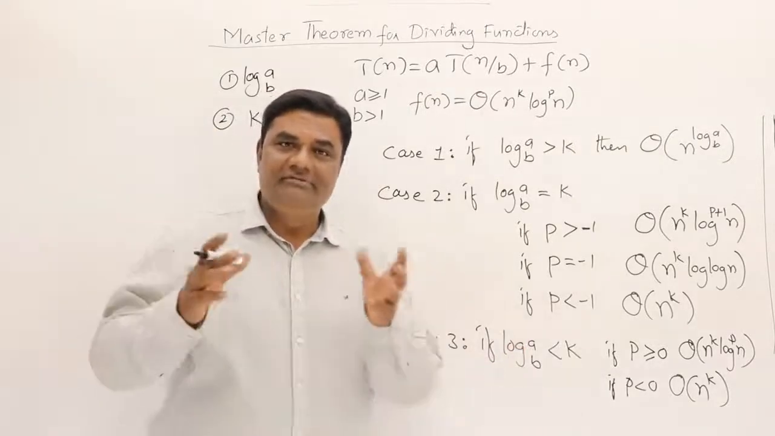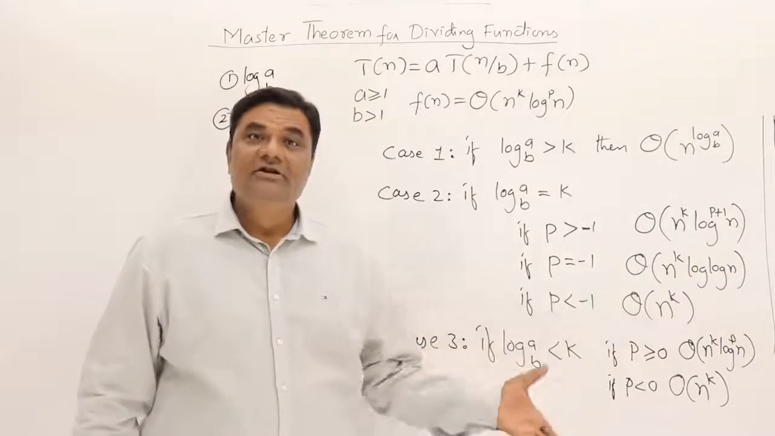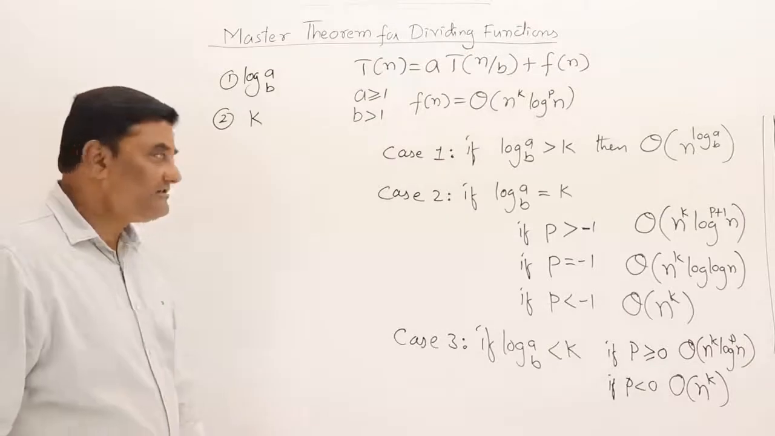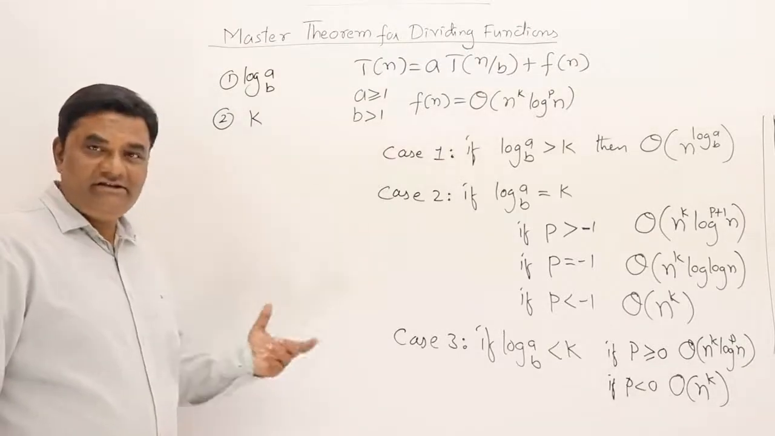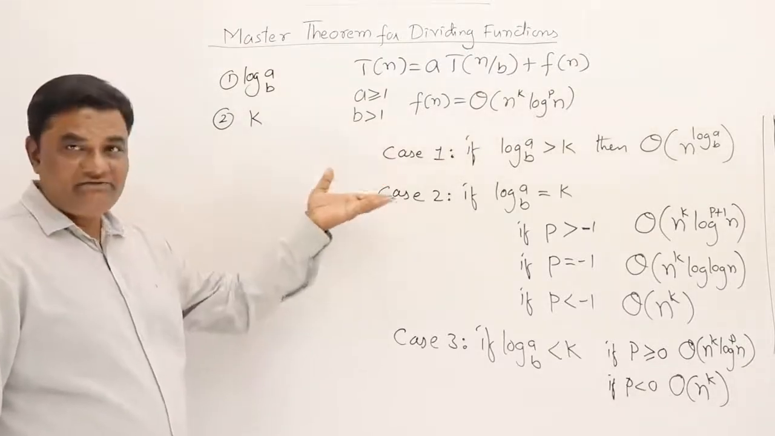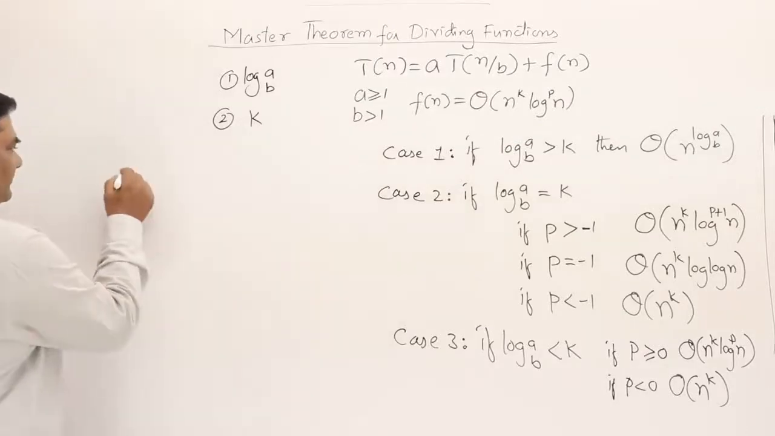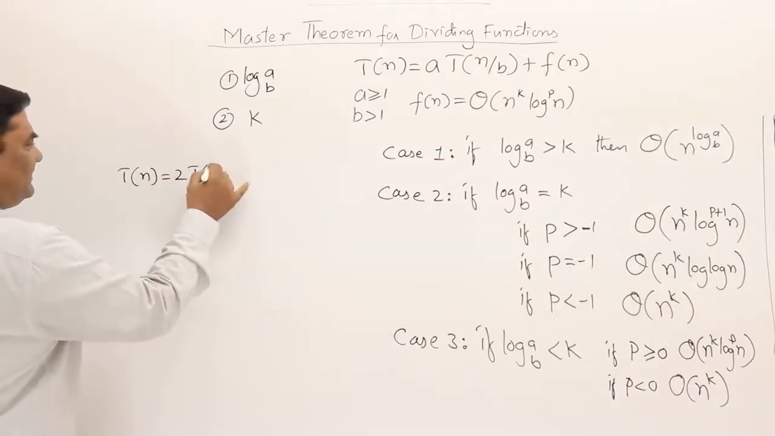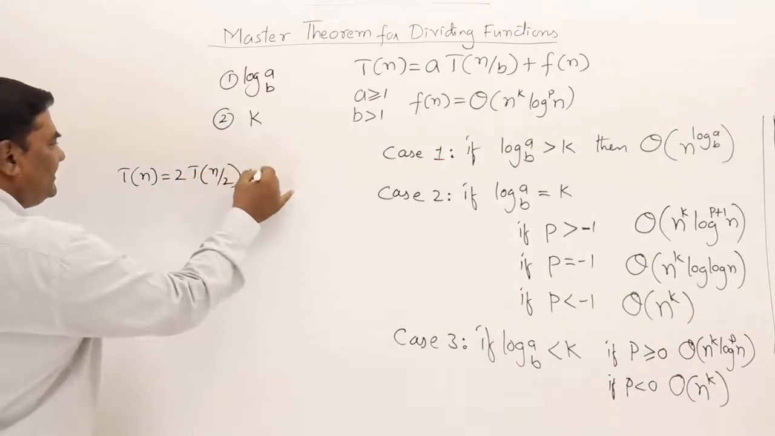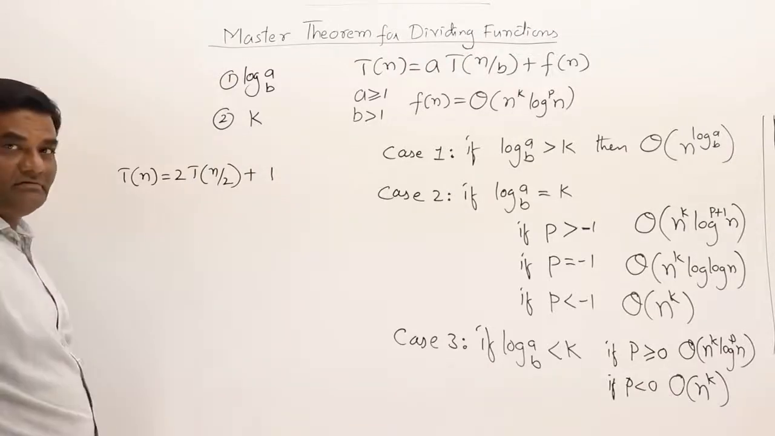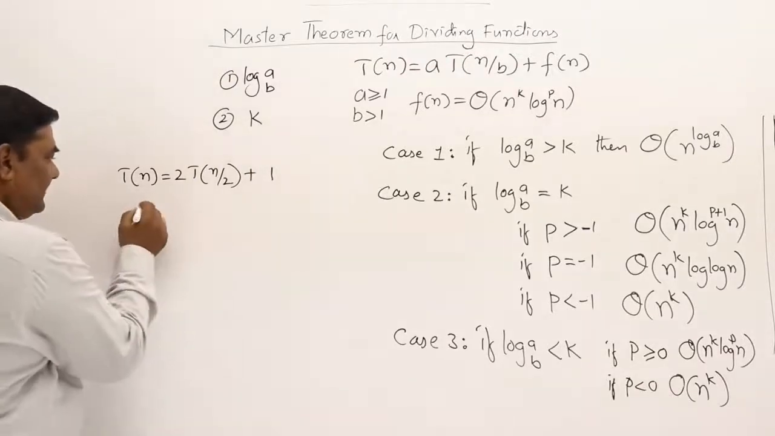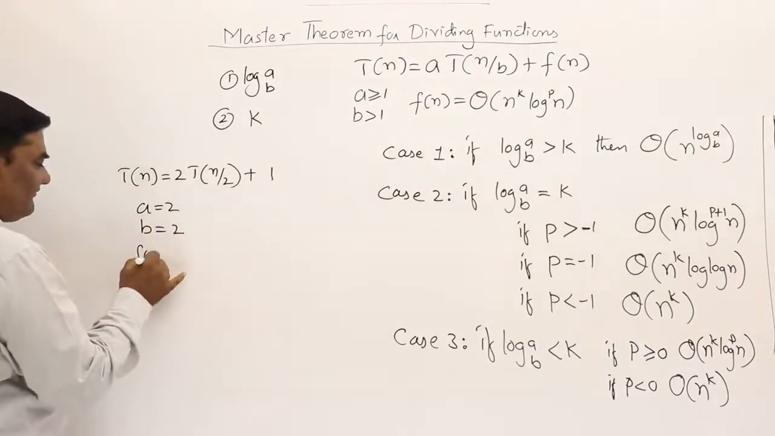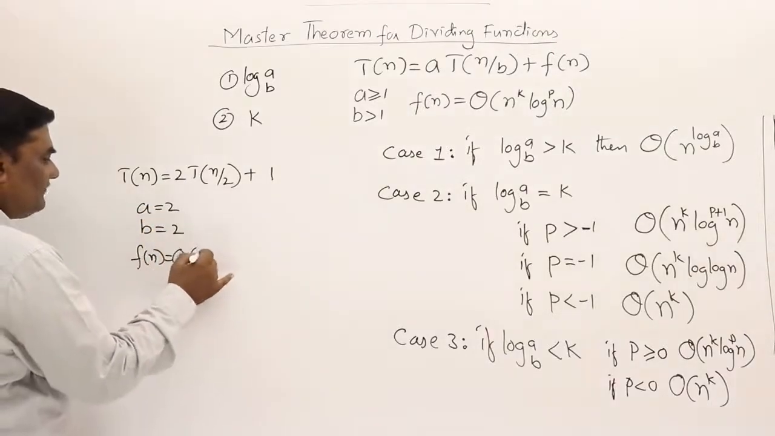I'll make it simpler for understanding through examples. So let us solve a few examples. Let us take some recurrence relations that satisfy case 1. So T(n) = 2T(n/2) + 1. What is a here? a is 2. What is b here? That is 2. What is f(n)? This is theta of 1.